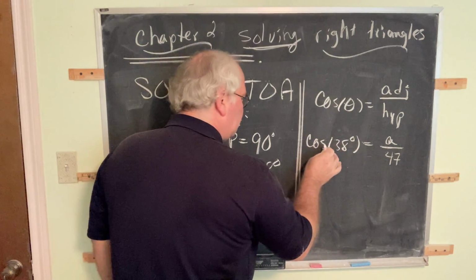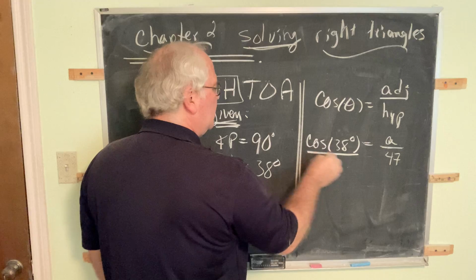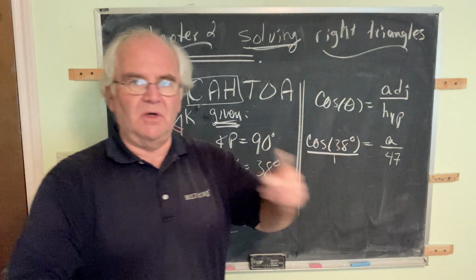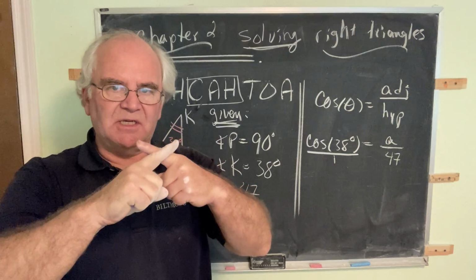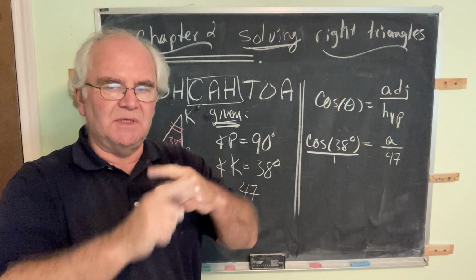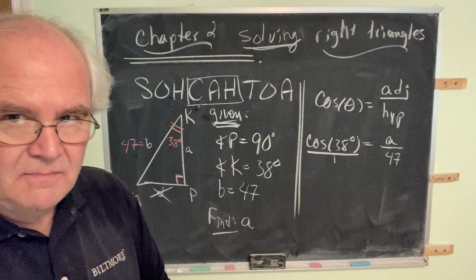We have a fraction equal to a fraction. Always put it over 1. We're going to cross multiply, set them equal in just a minute. Fraction equal to a fraction, cross multiply, set them equal, and solve. Now, how much is cosine 38?